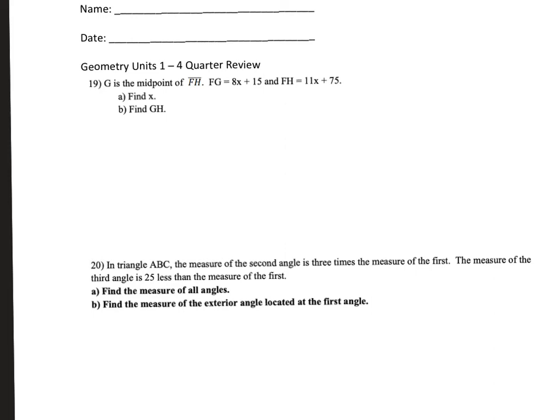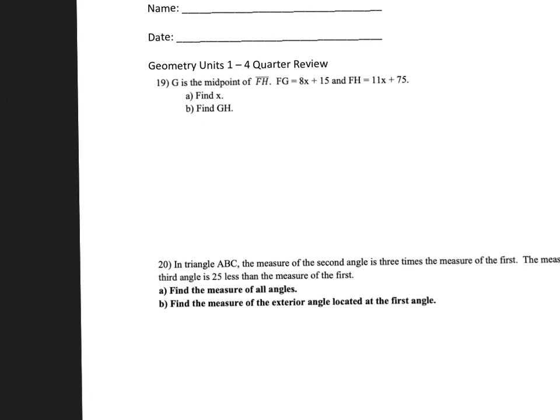So let's look at question number 19. It says G is the midpoint of FH. FG equals 8x plus 15, and FH equals 11x plus 75. We want to find x, and we want to find GH. I know that I'm dealing with a line segment, so you might think this is Unit 3 work. We did cover a little bit of this in Unit 3, but that was actually a review of Unit 1. So this is Unit 1 and Unit 3.